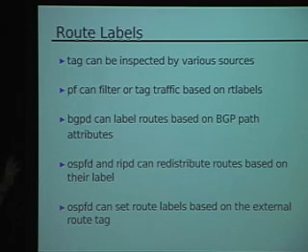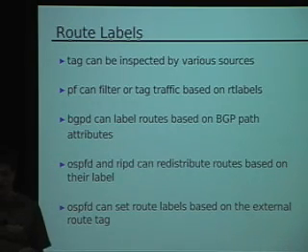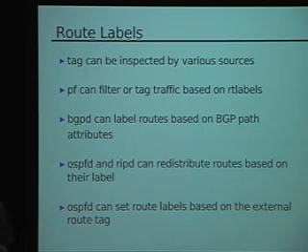These tags can be inspected by various sources. PF can filter and tag based on route labels. In userland, we can play around now with BGP. BGP can set route labels based on BGP path attributes that you can use in the filter language to set stuff. OSPF and RIPD can redistribute routes based on route labels. So you can specify that you want this and this and this route to be announced to other OSPF routers.